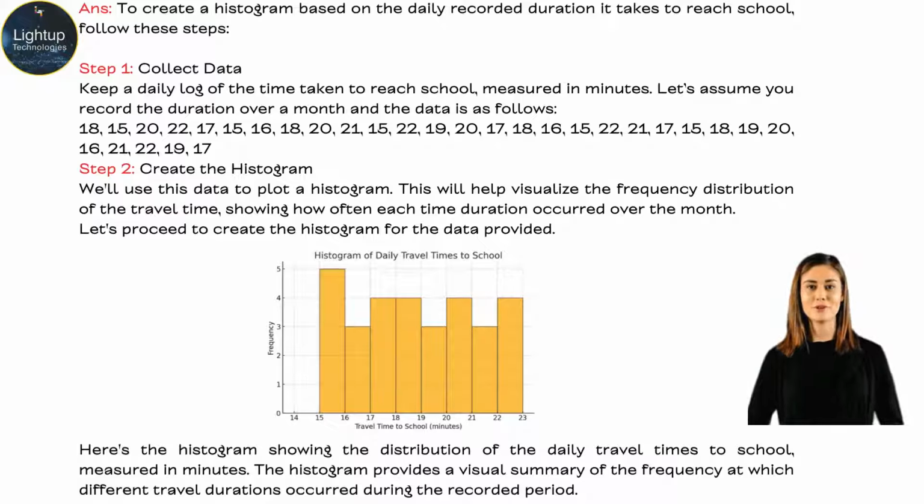Create the histogram. Here is the histogram showing the distribution of the daily travel times to school, measured in minutes. The histogram provides a visual summary of the frequency at which different travel durations occurred during the recorded period.